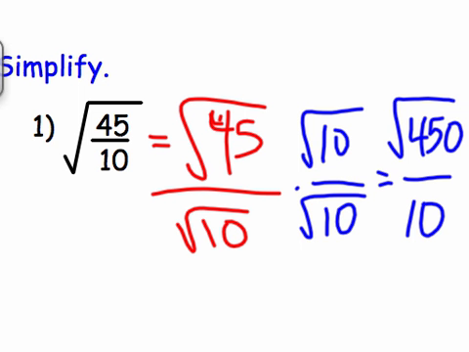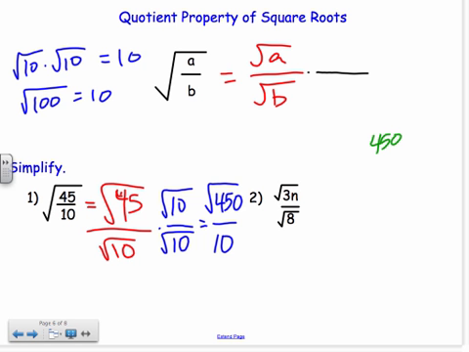Okay, but now I should see if I can simplify that 450. Well, the first one off the top of my head I can think of is 25. So 25 times 18. But if I notice 18, I can still break up 2. So there's got to be a bigger perfect square. And it happens to be 225. 225 times 2. Because the square root of 225 is 15.